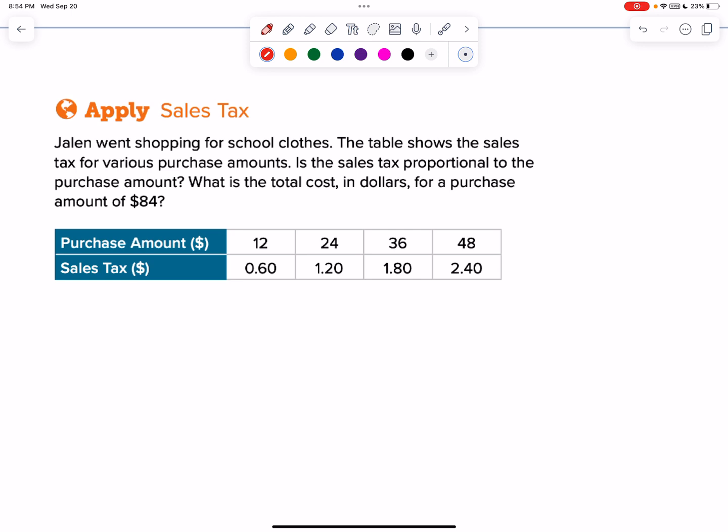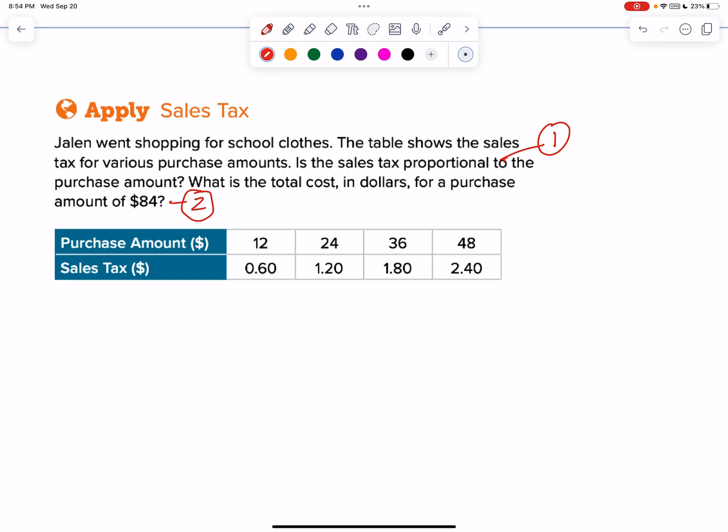The table shows the sales tax for various purchase amounts. Is the sales tax proportional to the purchase amount? So I just want to know, are these things proportional or not? But this is question 1. So remember, I always like to make these little notes. And then what's the total cost in dollars for a purchase amount of 84? So this is question 2.